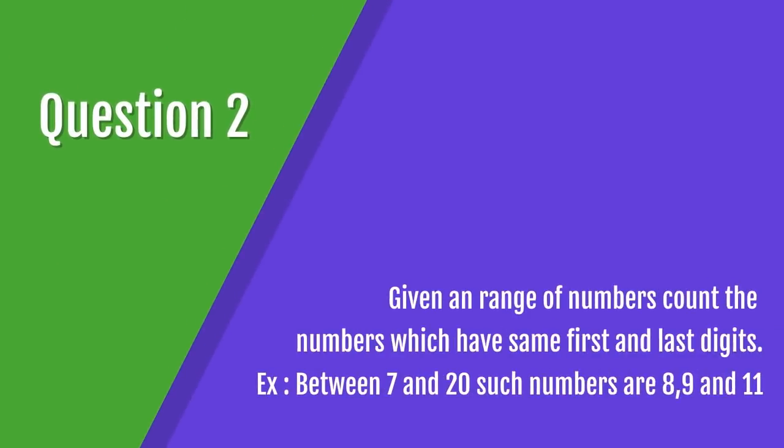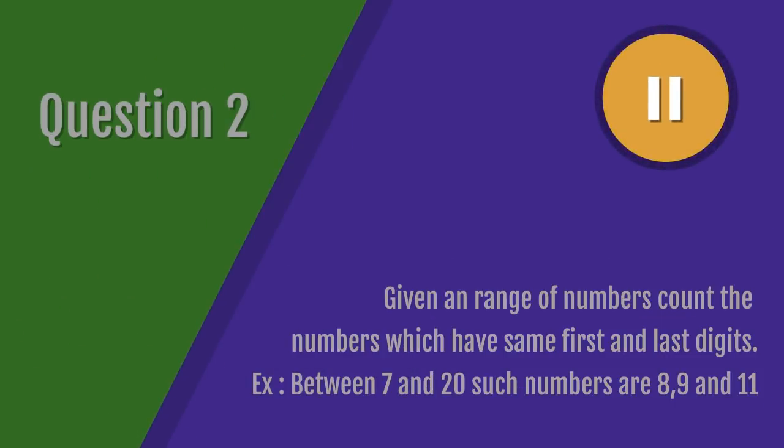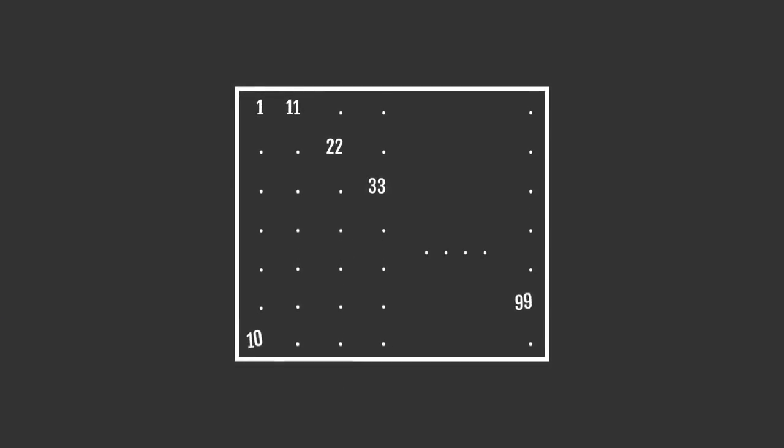Question 2. Given a range of numbers, count the numbers which have same first and last digits. For example, between 7 and 20, such numbers are 8, 9, and 11. Let's look at the first 100 numbers. What we can observe from here is, there are 9 such numbers from 1 to 10, and after that, there are 9 more in a diagonal as multiples of 11.